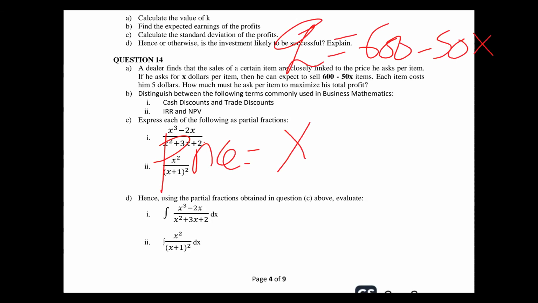Each item costs him $5. So the cost of the items is $5 for each item. This is interesting. So this is the cost per unit. This is just a cost per unit. Each item costs $5. How much must he ask per unit to maximize the total profit?